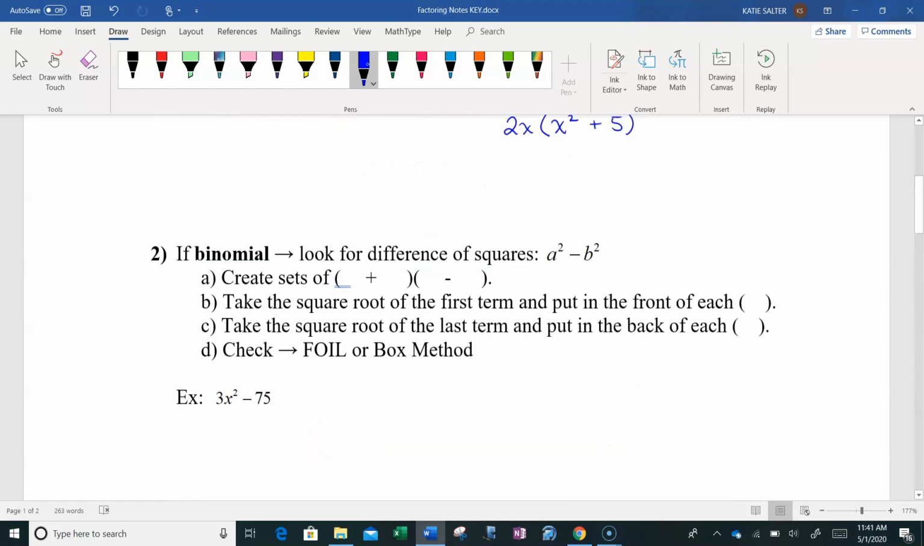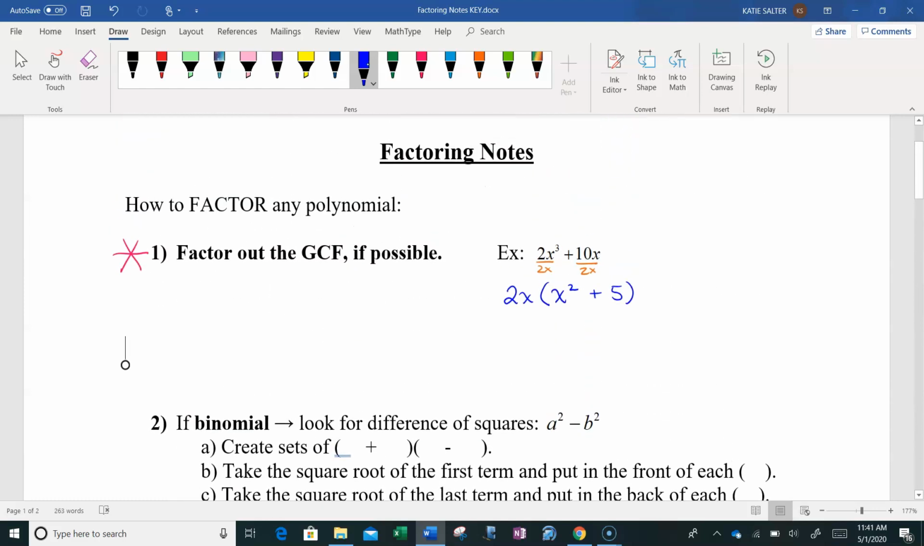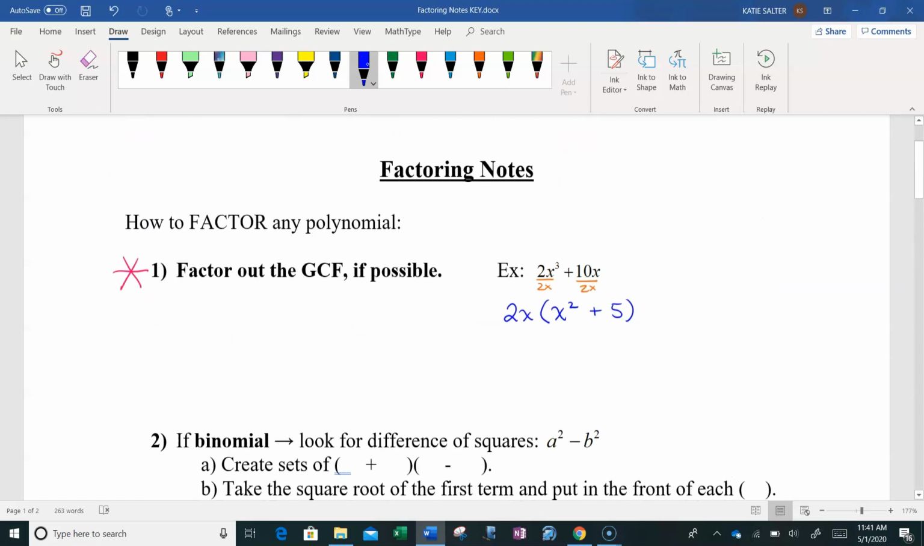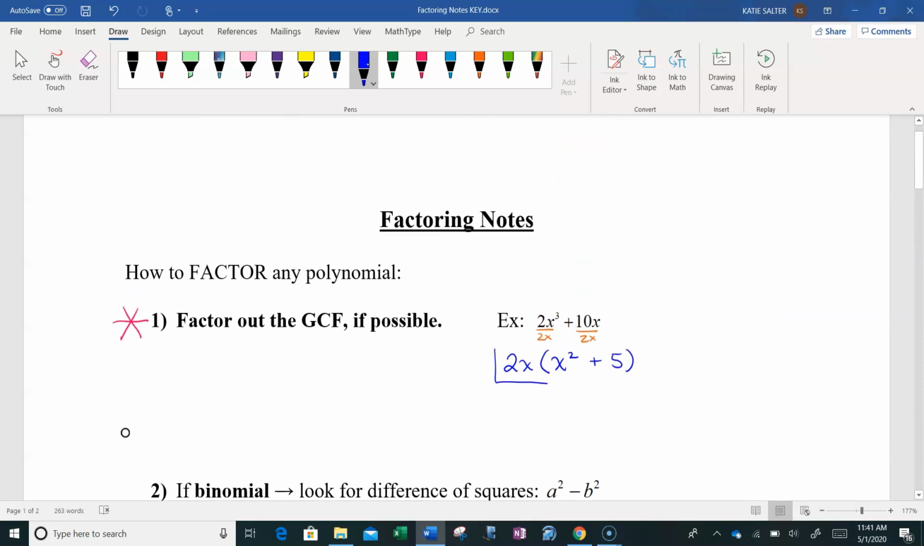So going back to this problem, since this one is a binomial, we ask ourselves, is this a difference of perfect squares? And immediately it's not, because it's not even a difference. So we are done. We do not need to say that it's prime. We just are done. We did factor it. We had a greatest common factor, and that's all we could do.